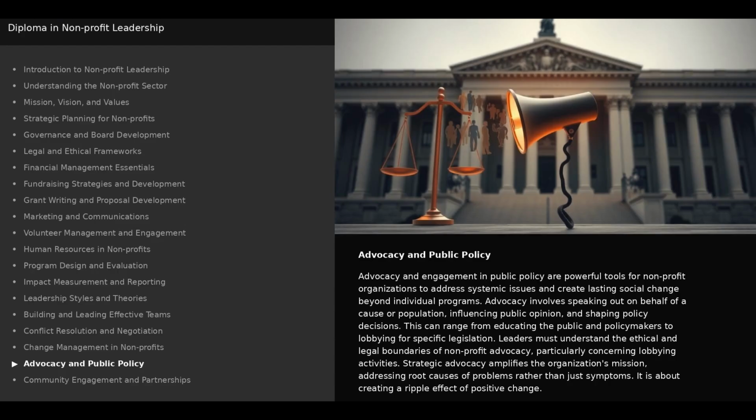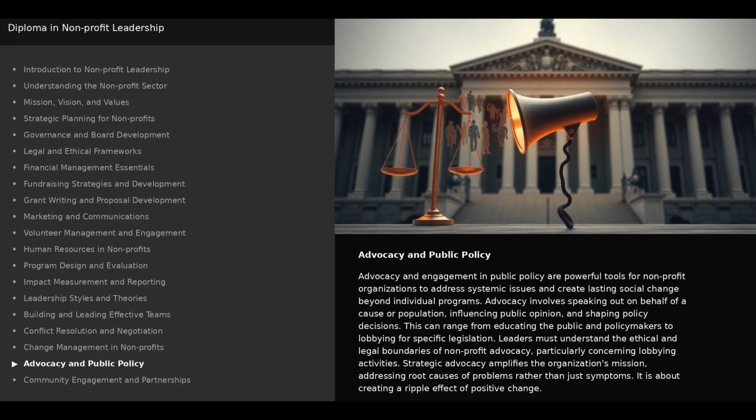Advocacy and public policy. Advocacy and engagement in public policy are powerful tools for nonprofit organizations to address systemic issues and create lasting social change beyond individual programs. Advocacy involves speaking out on behalf of a cause or population, influencing public opinion, and shaping policy decisions. This can range from educating the public and policymakers to lobbying for specific legislation.